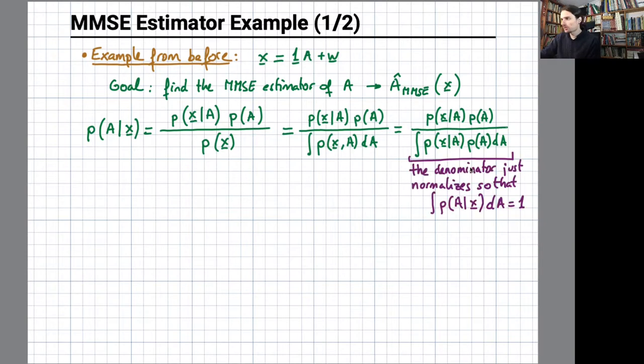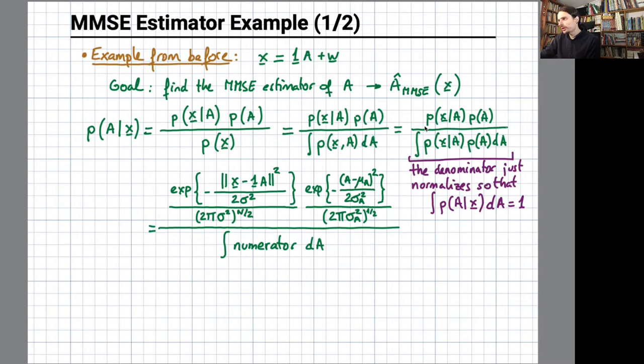Okay, so this effectively normalizes the numerator so that the integral of this posterior is 1, right, as required in order to qualify as a PDF, right? So now one can just replace these expressions in the numerator with the expressions that we derived in earlier slides, and we arrive at this expression here.